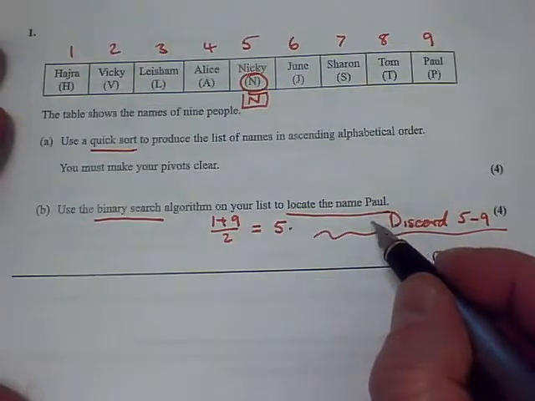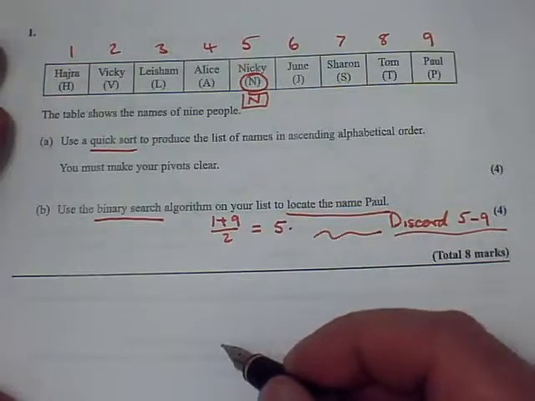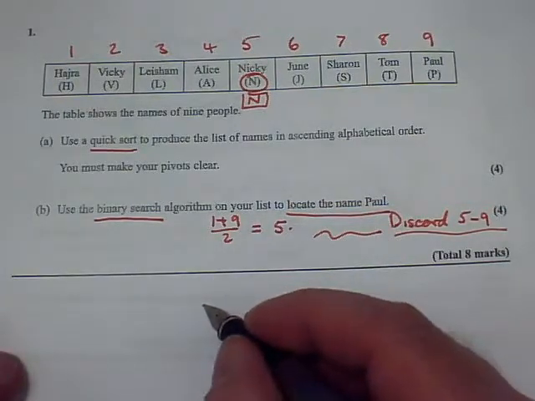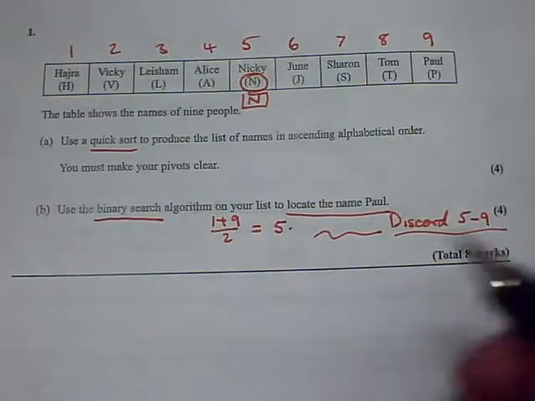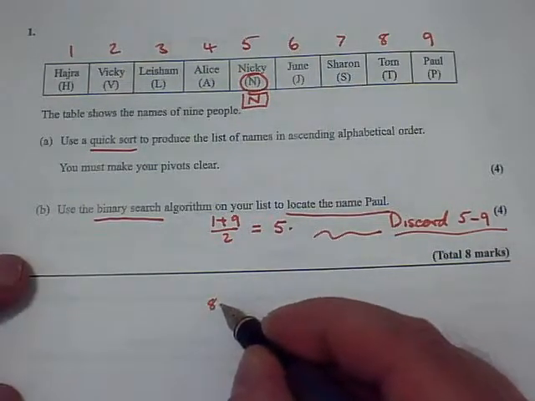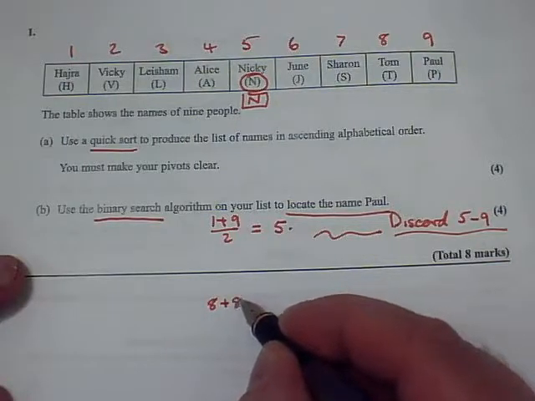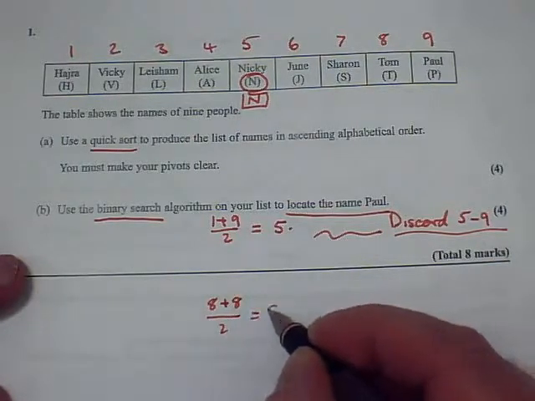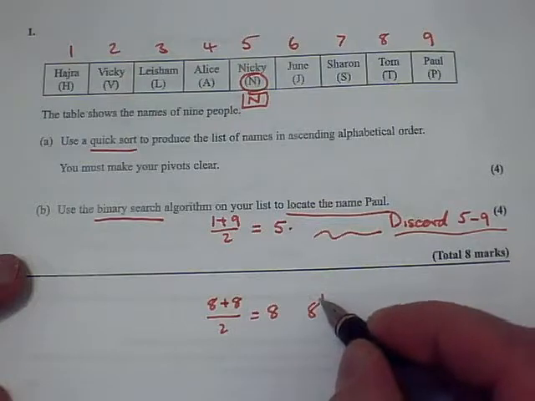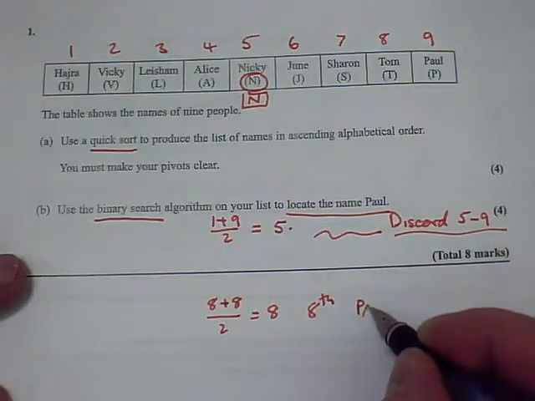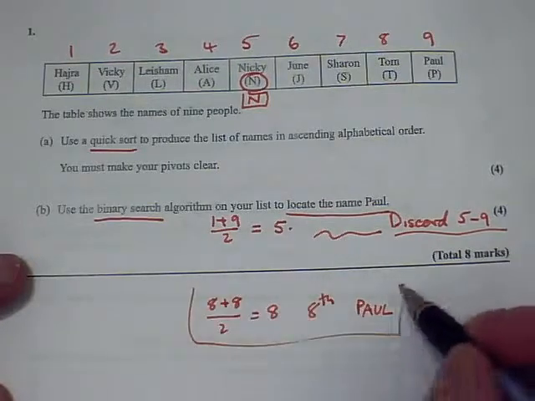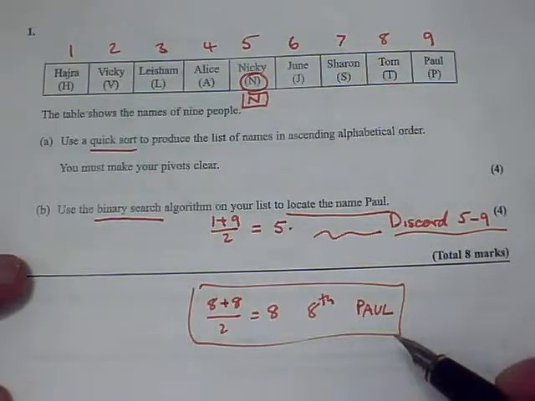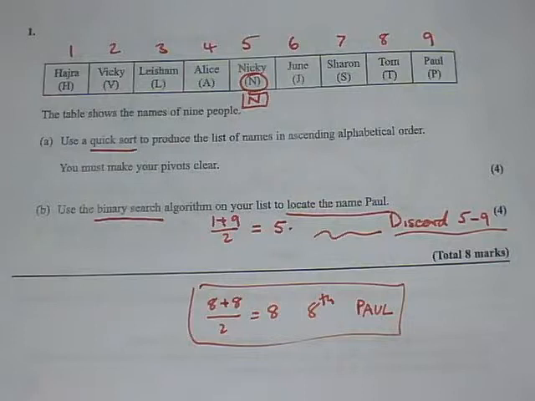Okay, you're going to find Paul. Before you find Paul, it may be that you have to do something really stupid with the last number. So if Paul is in position, I don't know, 8, and you've only got Paul left, but he hasn't been discarded, you have to do 8 plus 8 over 2 equals 8. So the pivot is the 8th value, which is Paul, and then you say, therefore, Paul is found. Now, it won't be 8th, but you have to do something like this to show that you've actually had Paul as a pivot, otherwise you're going to lose a mark. Hope that helps.